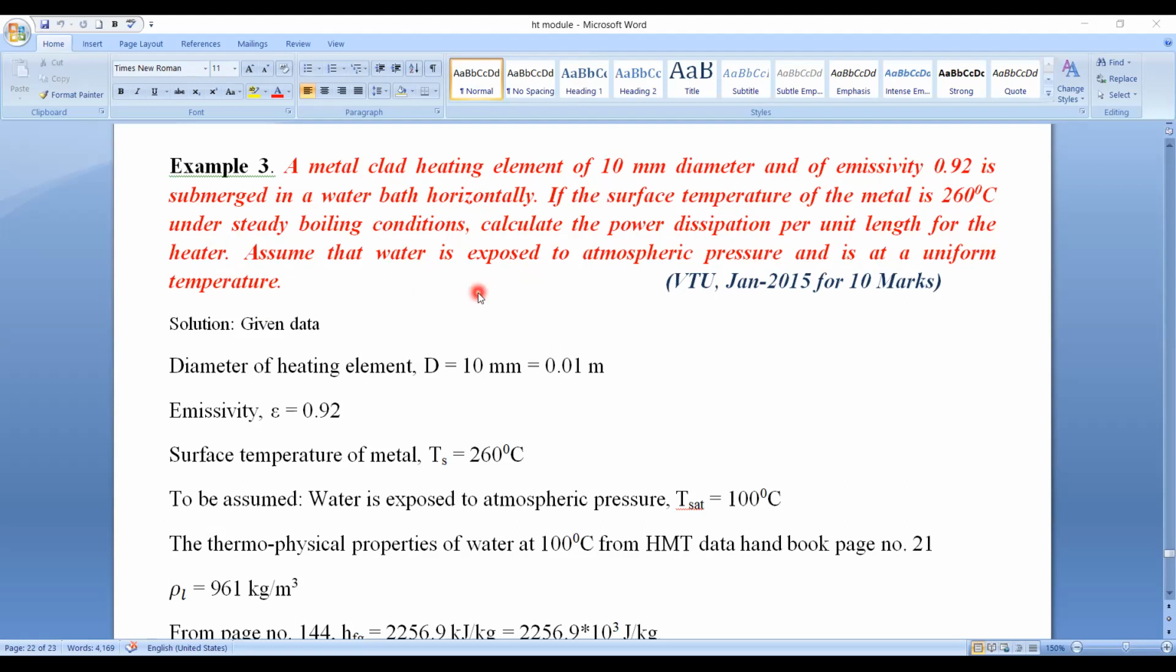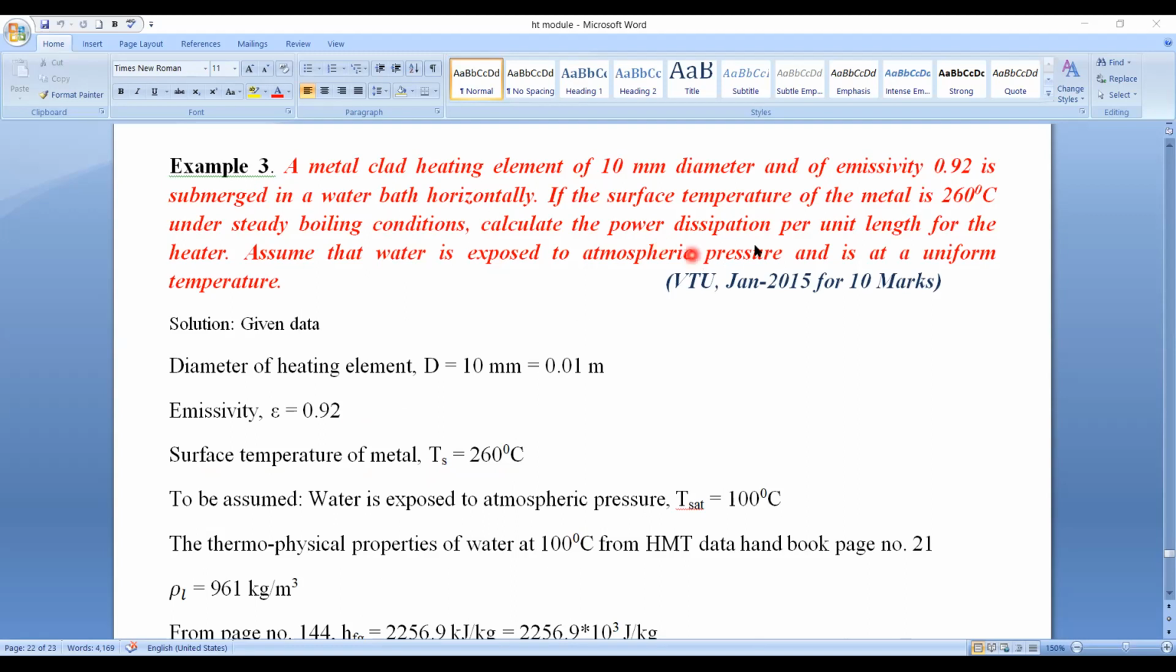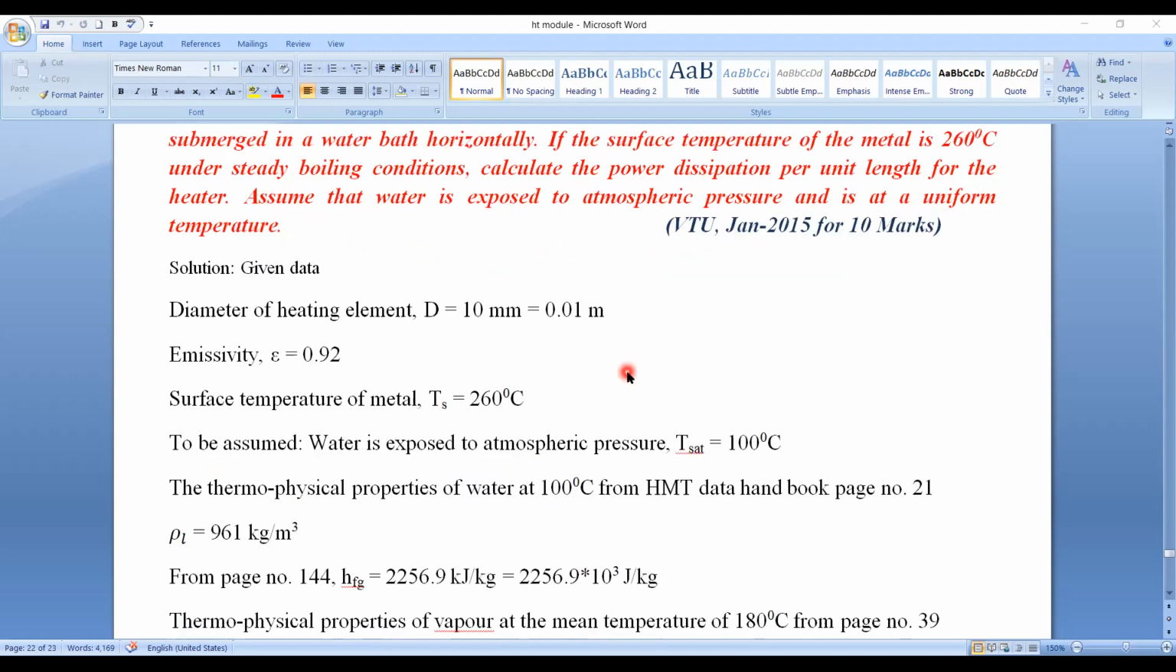Now, clearly it is mentioned that it is a metal clad of diameter 10 mm. The diameter of the heating element is D equals 10 mm or 0.01 meters. The emissivity is given, represented by epsilon, which equals 0.92. The surface temperature of metal is Ts equals 260 degrees centigrade. As the water is at atmospheric pressure, obviously the saturation temperature of water is 100 degrees centigrade. It will not be given in the question, but by default, it is.